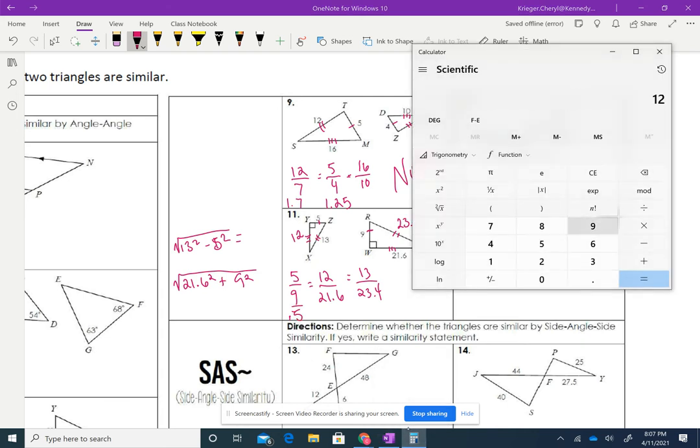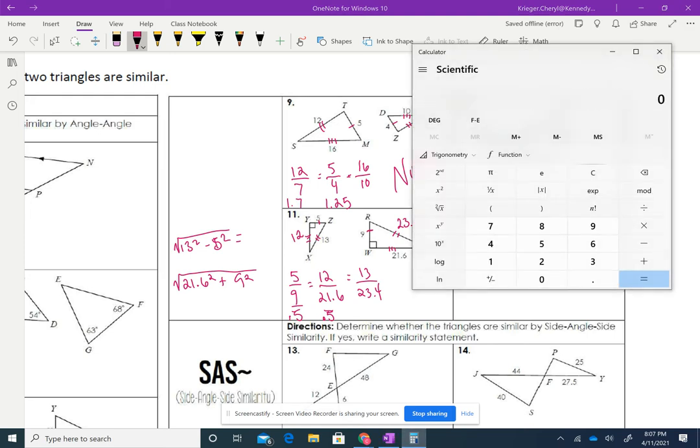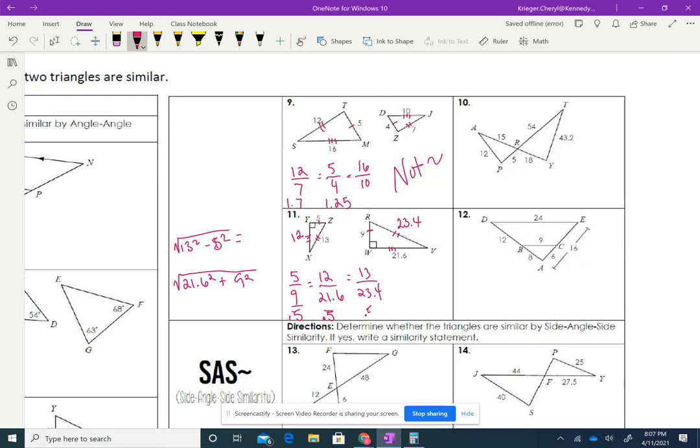12 divided by 21.6. Okay, 0.5 repeating. 13 divided by 23.4. 0.5 repeating. Alright, so these are similar.